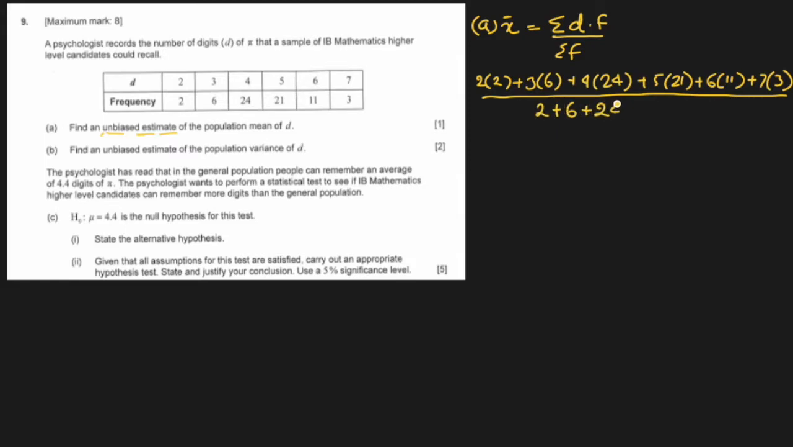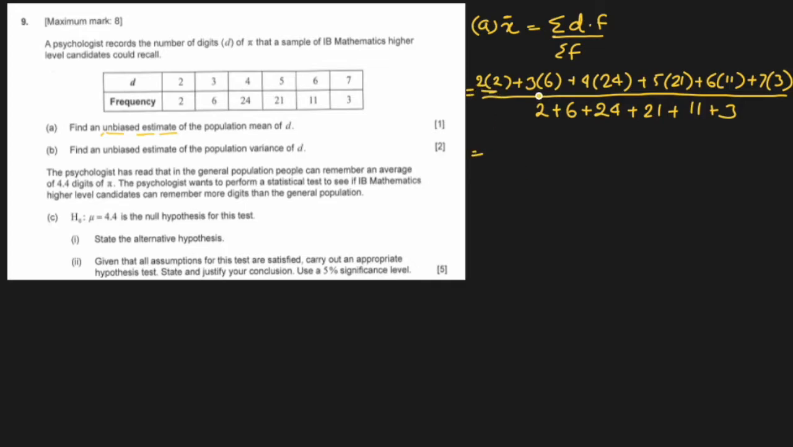2 times 2, 3 times 6, 4 times 24, 5 times 21, 6 times 11, 7 times 3, divided by the sum of all the frequencies, which is 2 plus 6 plus 24 plus 21 plus 11 plus 3, and just find it out normally.